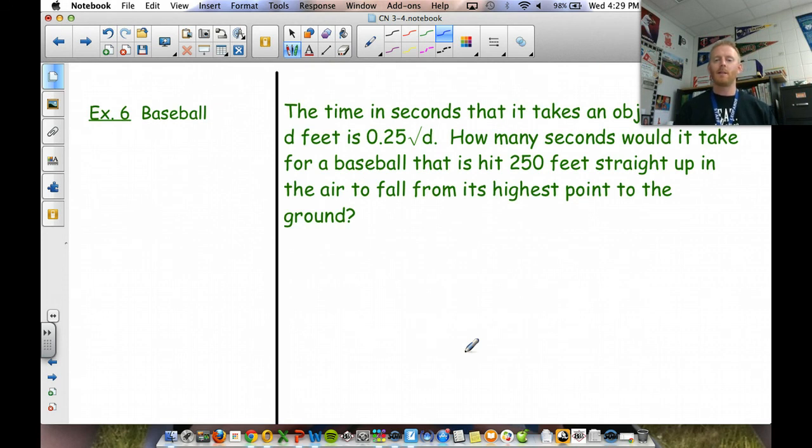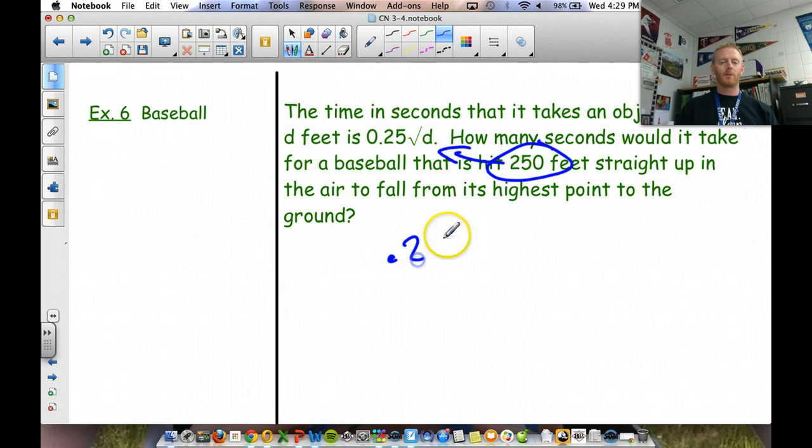The time in seconds that it takes an object to fall d feet is 0.25 times the square root of d. How many seconds would it take for a baseball that is hit 250 feet straight up in the air to fall from its highest point to the ground? Now, without overthinking this, we're just going to take science into effect that this is like a vacuum kind of a thing where it's just gravity bringing it down. The wind's not blowing it up. There's nobody using special effects to make things float. So we're just going to plug this number in for d.